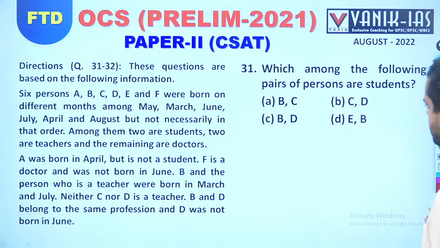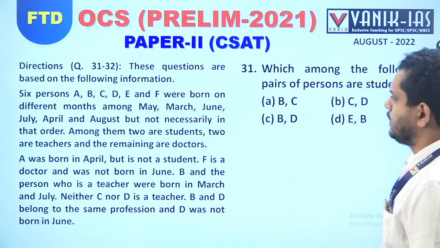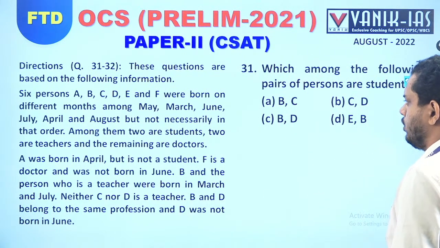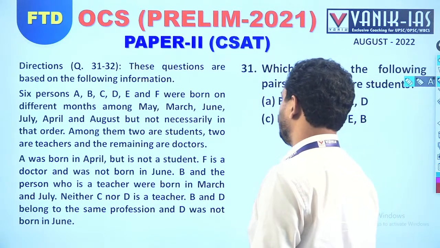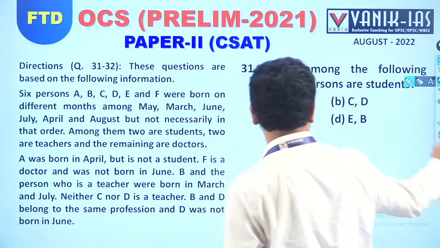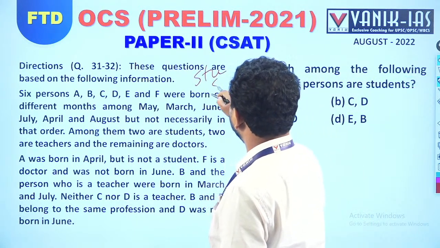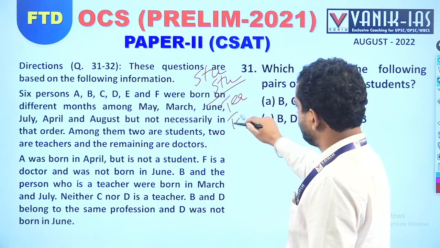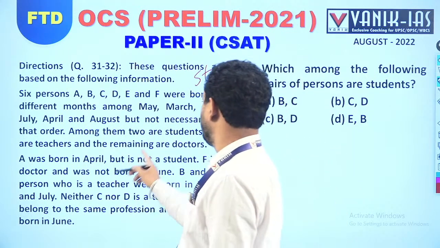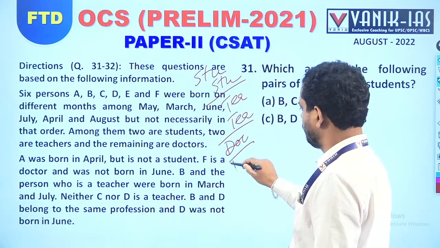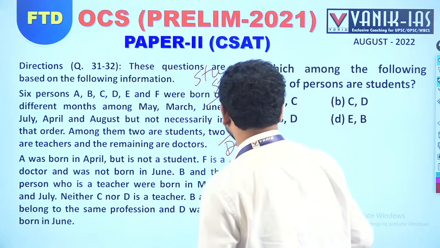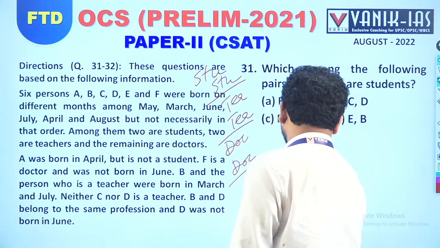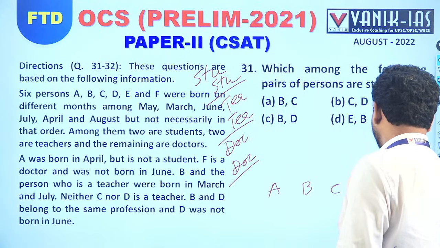Here it is. It's a puzzle. Arrangement as given: A, B, C, D, E, F were born in different months, May, March, June, July, April and August, but not necessarily in the same order. Among them, 2 are students. 2 times, friends, we have to use student. Student 2 times. Then 2 times teachers. Teacher 2 times. Then we have remaining means doctor, because we don't have more persons than 6. So here is the approach I am using, A, B, C, D, E, F.